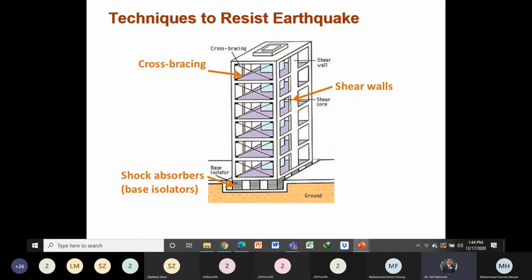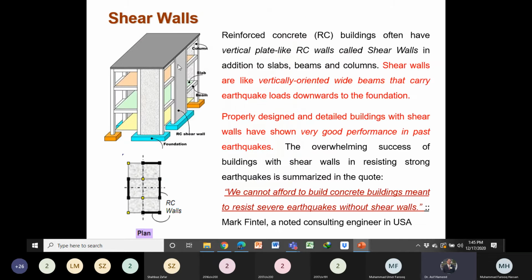Okay. If the configuration of the building is not good, then what can we do? How can we increase the earthquake load carrying capacity of the structure? We can use different mechanical means. We can use shear walls in the structure. We can provide bracing in the structures. We can use dampers in the structures. And also we can use base isolators. So what are shear walls, cross bracings, dampers, and base isolators? One by one we will discuss.